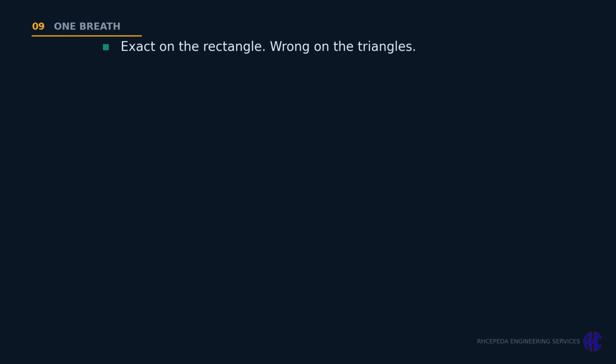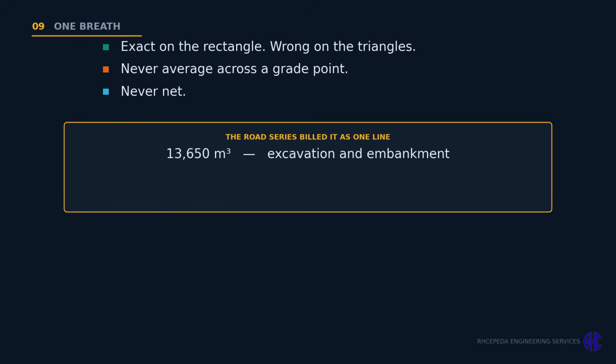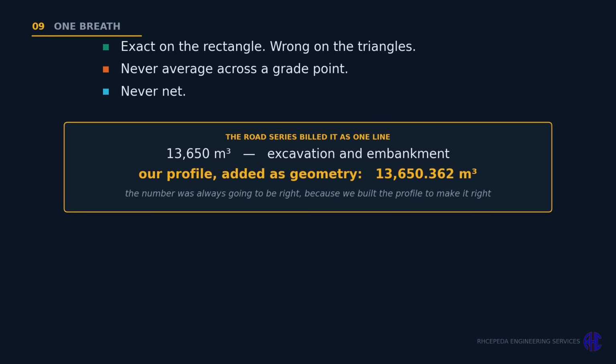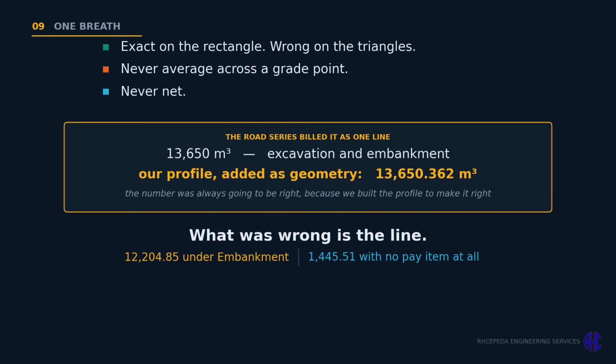Exact on the rectangle, wrong on the triangles. Never average across a grade point. Never net. The road series builds one line, 13,650, excavation and embankment. Our profile lands there. The number was always going to be right, because we built the profile to make it right. What was wrong is the line. DPWH never adds cut to fill.